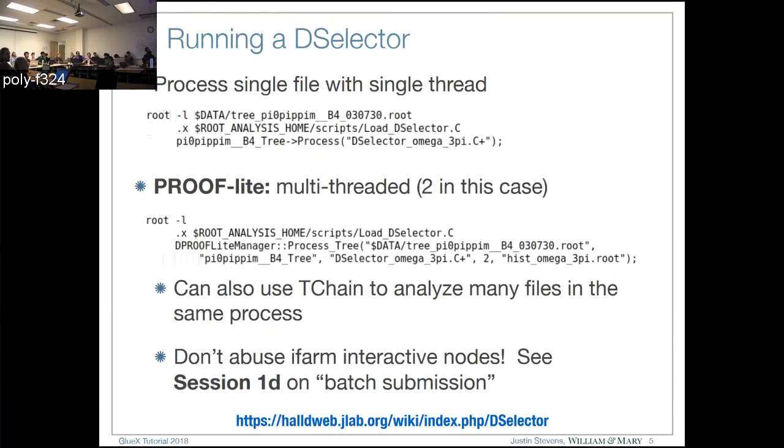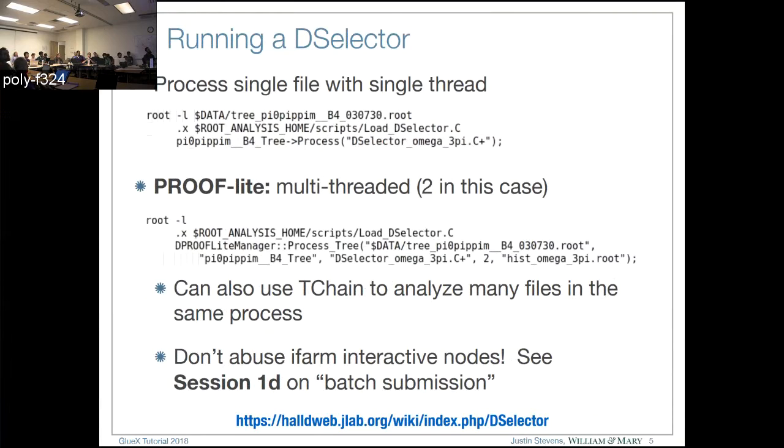So this runs with a single thread. It's a single core processing all the events. This can take a little while. There's a nice addition that Paul put in, which uses a PROOF-Lite manager, which allows you to run multi-threaded. So it sets up several processes that process in parallel all the events inside of this tree.